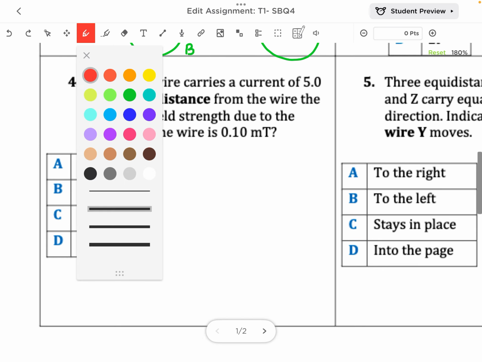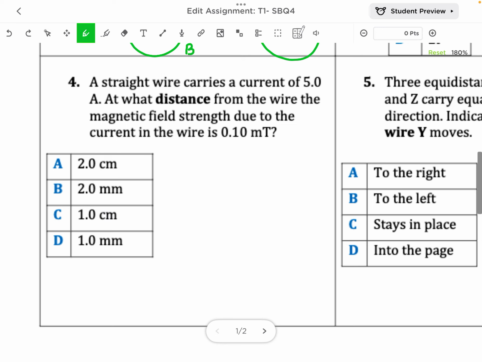A straight wire carries a current of 5 amps. At what distance from the wire is the magnetic field strength due to the current in the wire 0.1 millitesla? So how do I do it? B equals mu 0 I over 2 pi r.